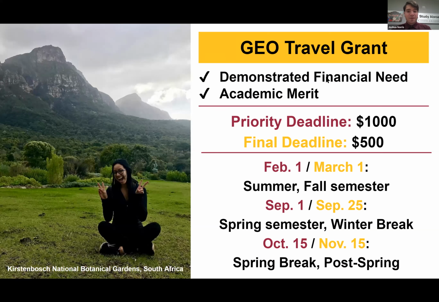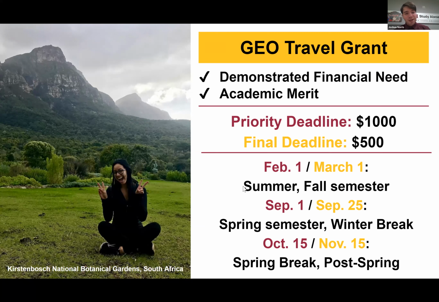For this, you will need to have demonstrated financial need, which is why submitting that FAFSA comes in handy. And you will need academic merit for this as well. If you submit by the priority deadline and are awarded it, you would receive $1,000. If you submit by the final deadline and get it, then it's $500. The deadlines for each of these scholarships that I'm going to be going over do have different priority and final deadlines. So make note of the deadline for the term that you are looking to apply to, to make sure that you're not falling behind.